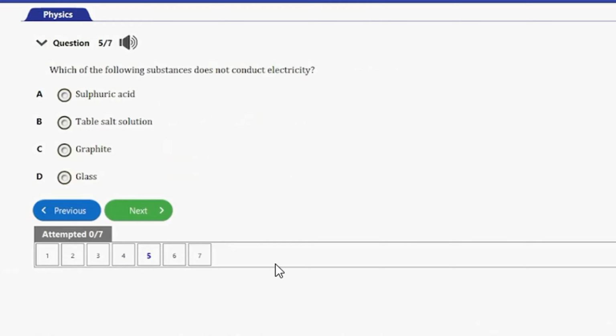So that's question number 5 here, guys, and the question here says, which of the following substances does not conduct electricity? We have A, sulfuric acid, B, table salt solution, C, graphite, D, glass. So guys, obviously we know the answer to this question is glass, and that's option D here. So let's go ahead and consider the next question, guys.